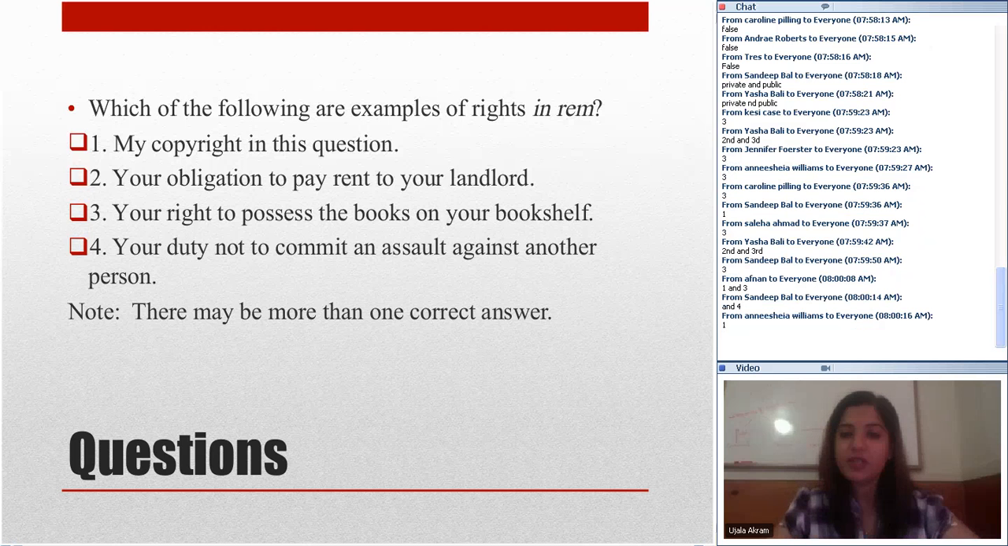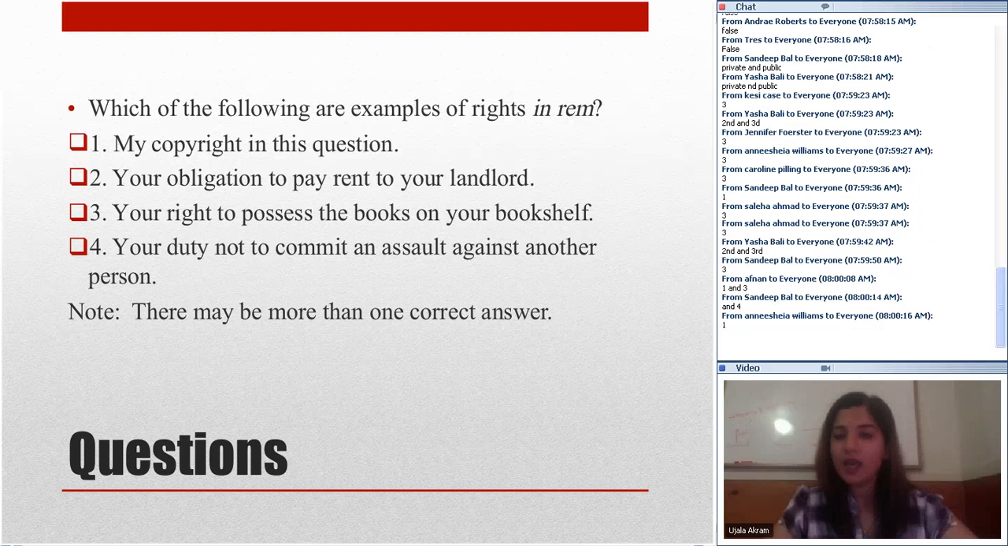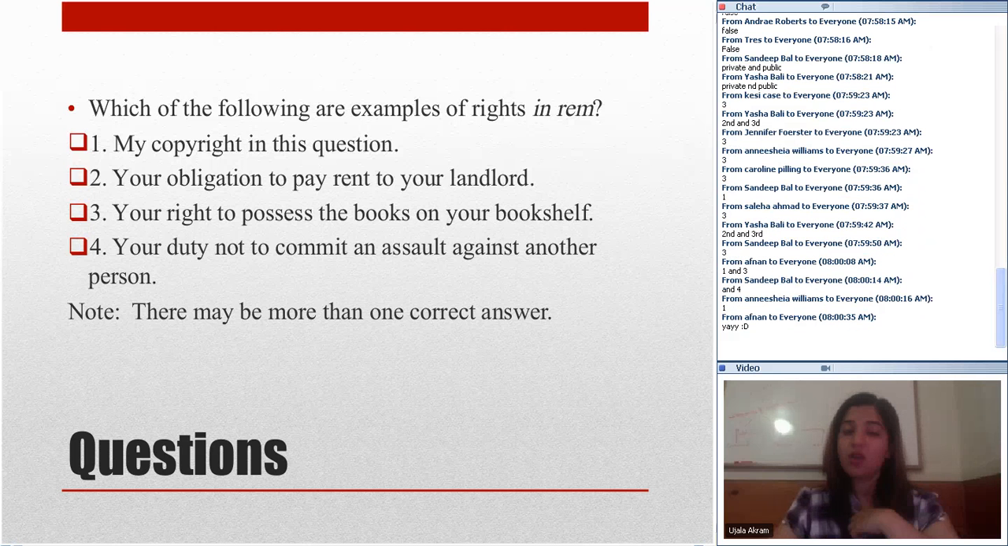Rights in rem, of course, are property rights, right? And it connects a person to a thing. So my copyright is a property right. I wrote this question. This is my question, and I have a copyright in this question. So 1 is correct, and 3 is correct because we assume the book is the one that you have purchased. So if you purchased a book and it's lying on your bookshelf, you have the property right in that book, right?